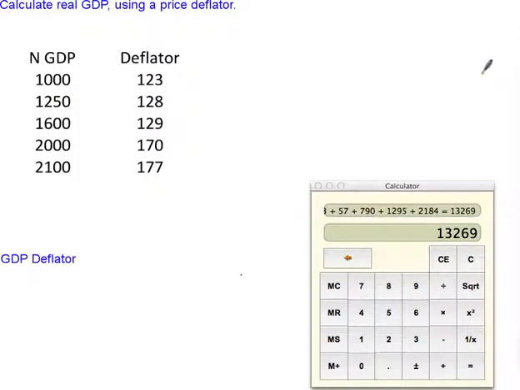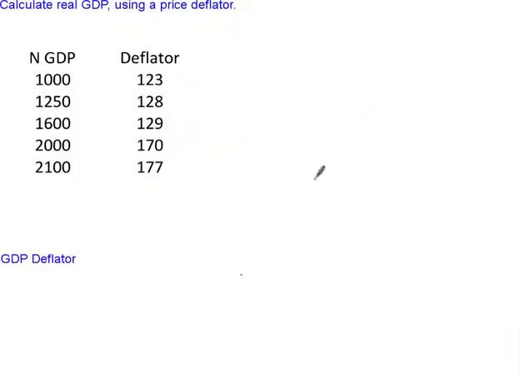And let's go to this last one. Now we want to calculate real GDP using a price deflator. And all a price deflator is, this is a price index.